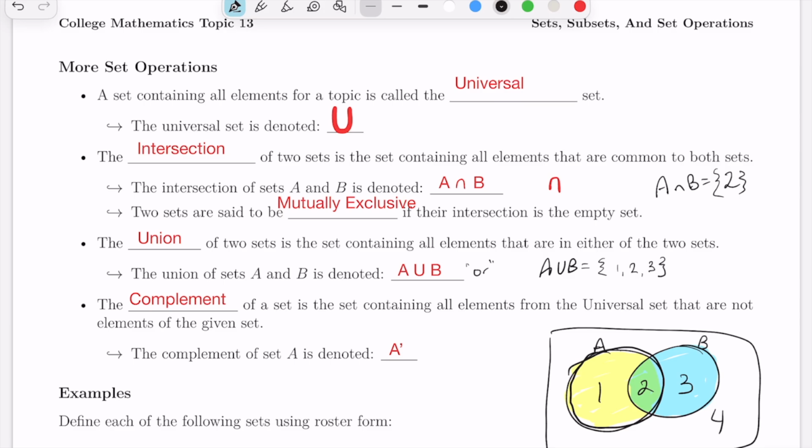The complement of a set is the set containing all the elements from the universal set that are not in the elements of the given set. Let's look at set A, for instance. Set A has 1 and 2 in it. So if I want the complement of A, that means I want all of the elements that are not 1 or 2. In fact, I can even just cover them up so I can't see them. Now, everything else that I see is the complement of A. You can see we have the number 3 and the number 4 in this case.